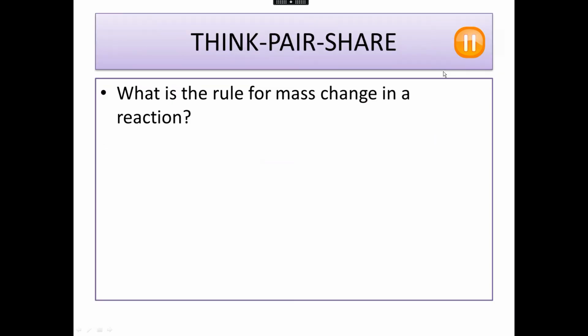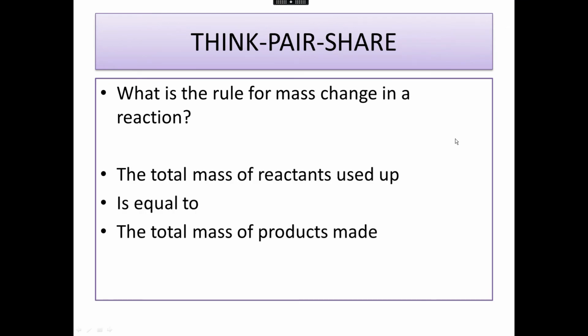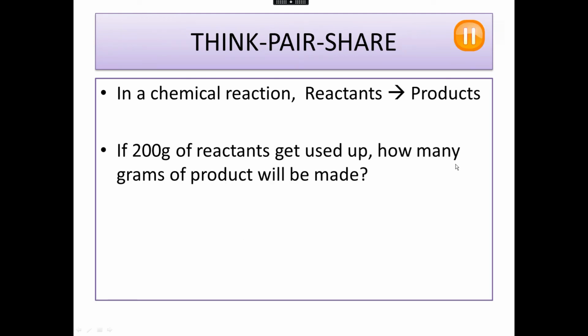Right, can you put that into your own words? Can you remember it? What is the rule for mass change in a reaction? Pause the video and think of a sentence. Here we go. The total mass of reactants that gets used up is equal to the total mass of products that gets made. That is the rule for mass in grams in a reaction. Total mass of reactants used up is equal to the total mass of products made.